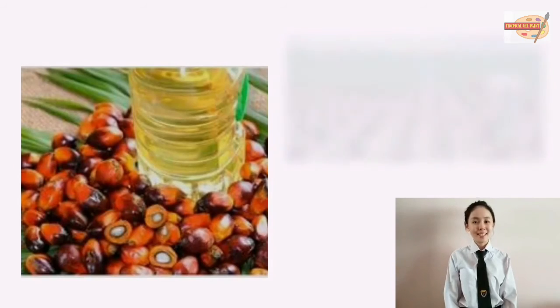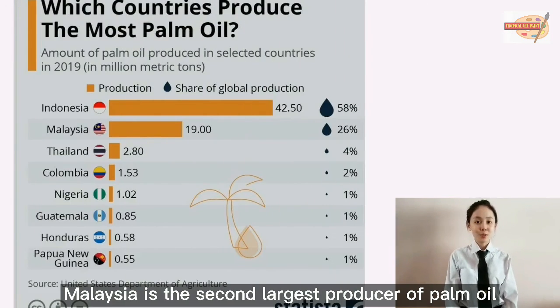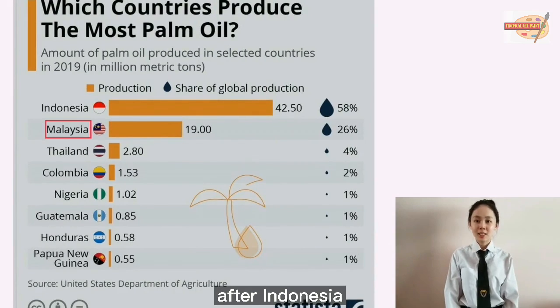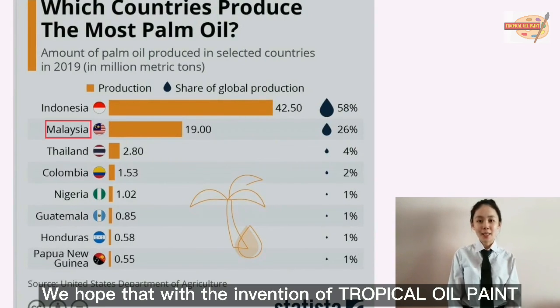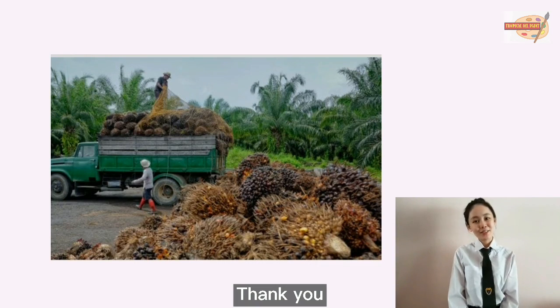Last but not least, palm oil can play an important role in the oil paint market. Malaysia is the second largest producer of palm oil after Indonesia. We hope that with the invention of tropical oil paint, it can bring us a silver lining in the palm oil industry. Thank you.